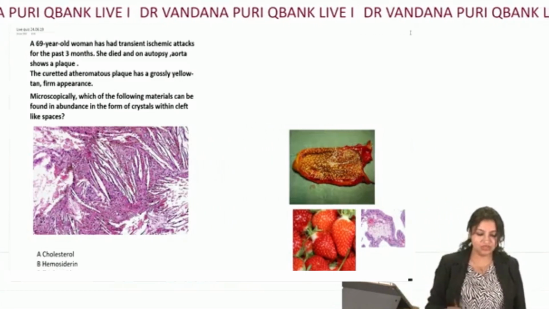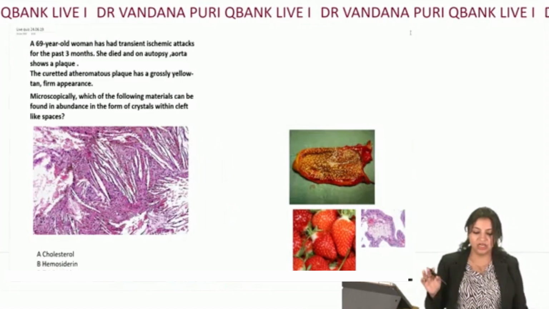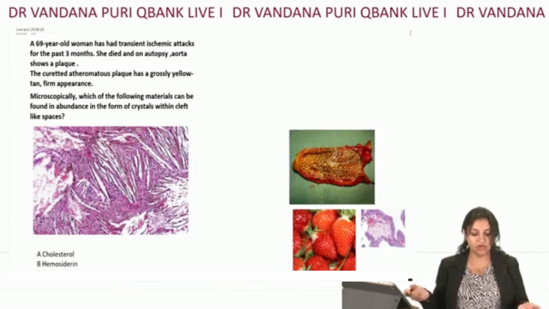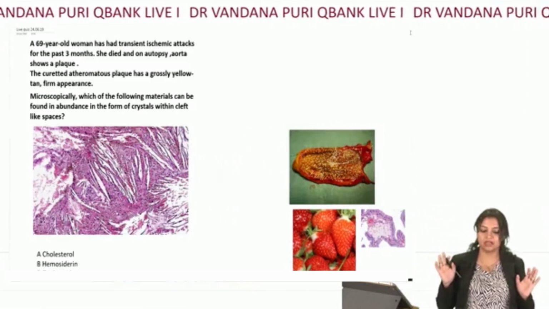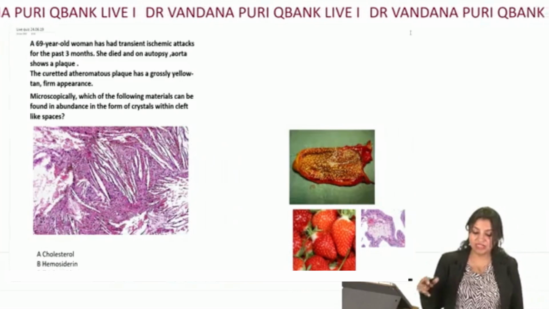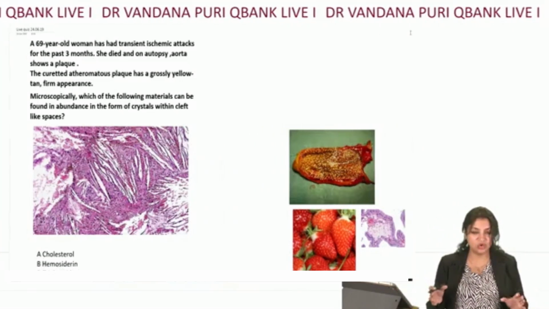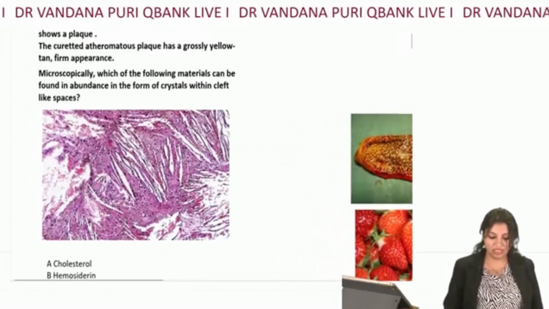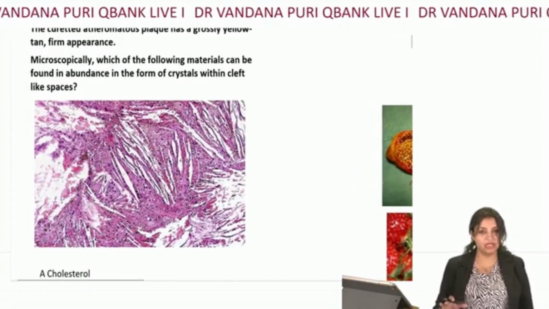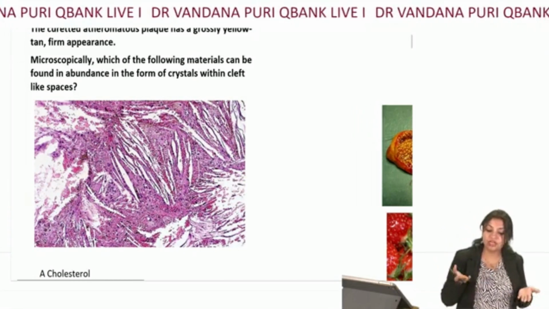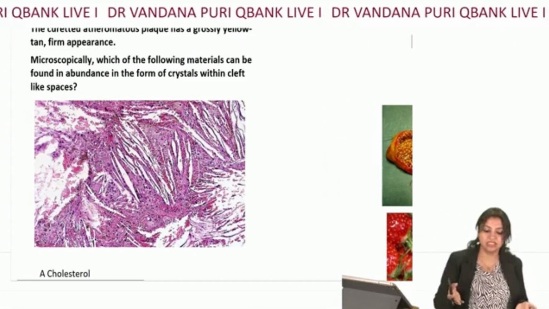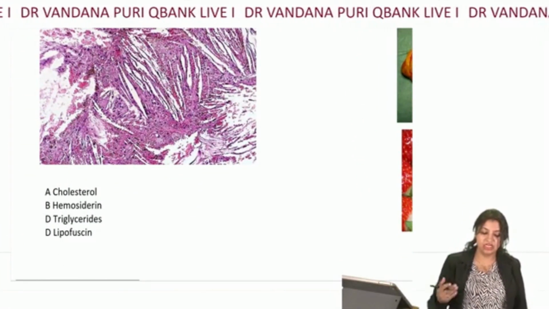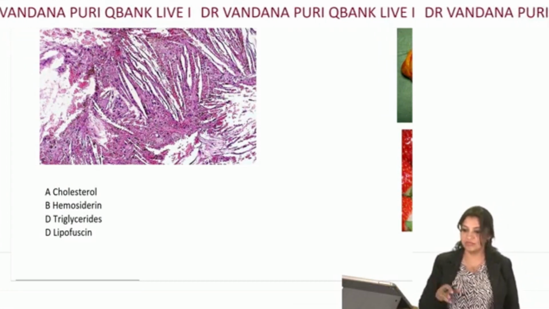Perfect, okay? So this is a 69-year-old woman who had transient ischemic attacks for the past 3 months. She died and on autopsy, the aorta showed some plaque. The curated erythematous plaque has a grossly yellow-tan appearance. Microscopically, which of the following materials can be found in abundance in the form of crystals within the cleft-like spaces? The options are cholesterol, hemosiderin, triglyceride and lipofuscin. So look at the image and answer.